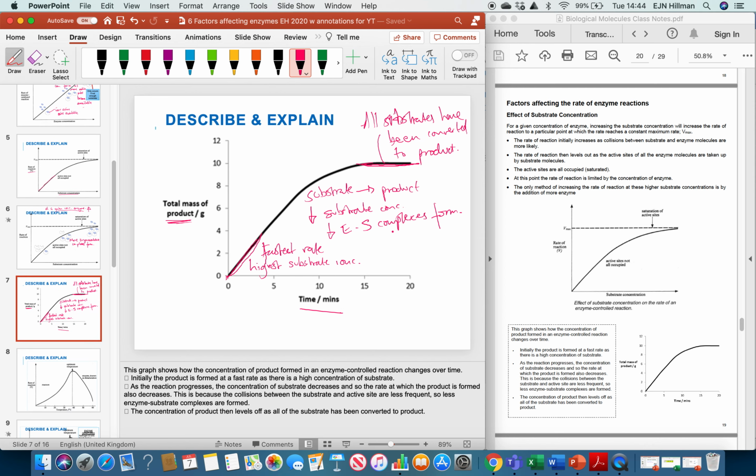Just to reiterate here, it's really important that we consider this idea, the rate at which those enzyme substrate complexes are forming. At the fastest rate initially, highest concentration of substrate, and therefore this is the highest rate at which those enzyme substrate complexes can form. As the substrate is converted into product, substrate concentration decreases, fewer enzyme substrate complexes can form. At the end, all of the substrate has been converted into product, so there are no substrate left, no enzyme substrate complexes can form.